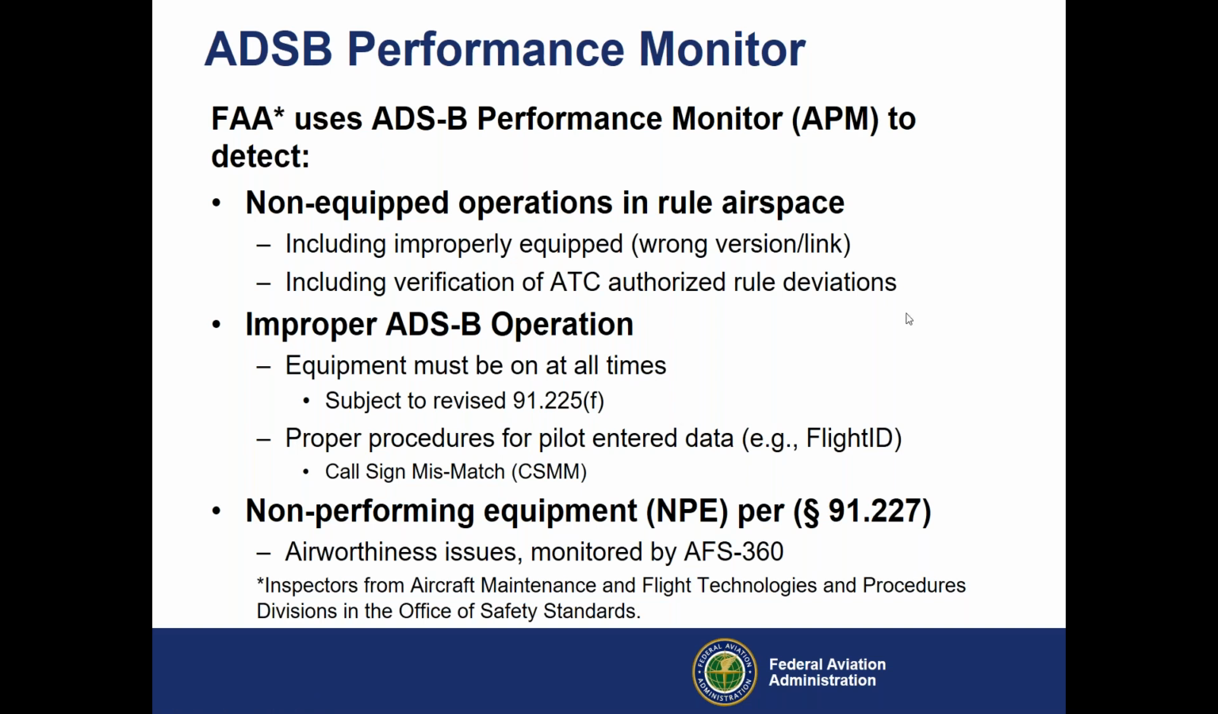So the APM really at a higher level is a web-based application suite that tells us all kinds of different things about all of the aircraft that are equipped in the NAS and how those avionics systems installed in those aircraft are performing. As you can see in the last bullet, 91.227, that's the key regulation for ADSB out avionics performance. And 91.225 is the rule that says if you fly in this area, this is what you've got to have. Very similar to 91.215.